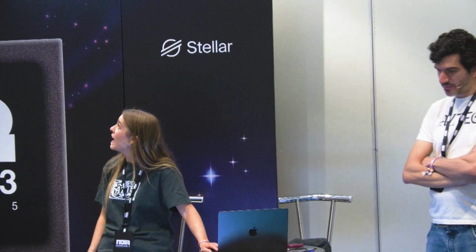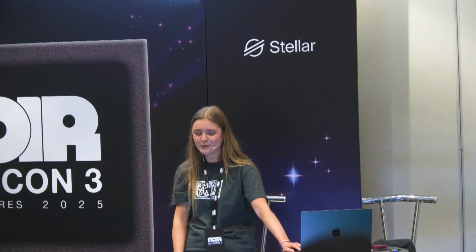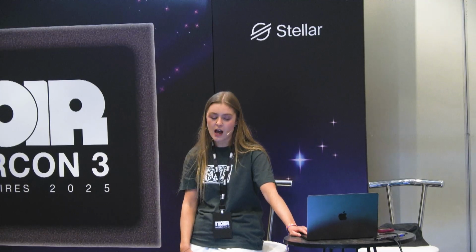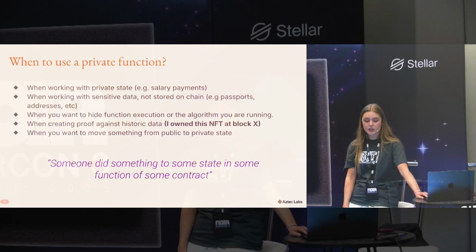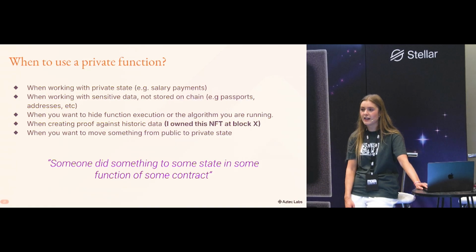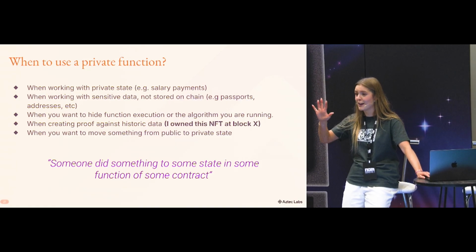I've just created a little slide about when to use private functions. Actually, this is stolen from Josh, so thanks, Josh. Basically, any time that you're working with private state, you'll want a private function. If you want sensitive data that you don't want stored on chain, of course. If you want to hide any function execution. If you want to create a proof against historic data, so there's an archive Merkle tree. There are 5 Merkle trees, by the way, in Aztec.